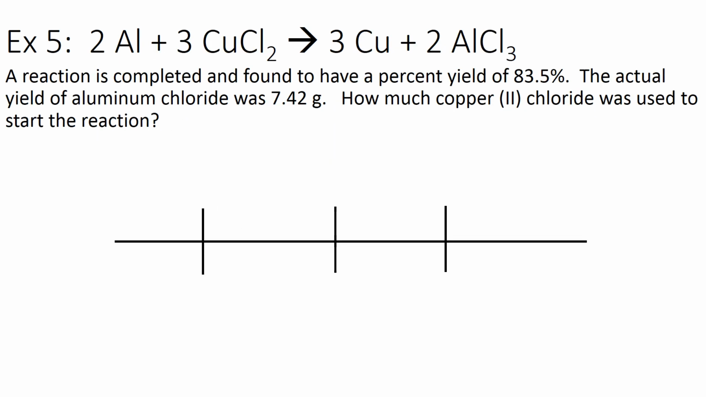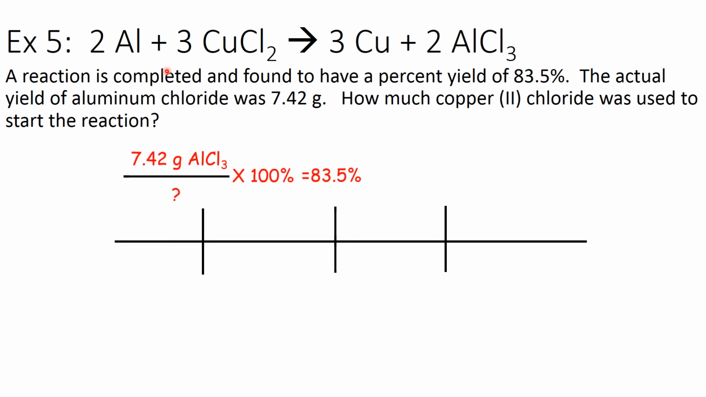If you're interested in another practice problem, here I have 2 aluminum and 3 copper 2 chlorides yields 3 coppers and 2 aluminum chlorides. In this example, a reaction was found to have a percent yield of 83.5%. The actual yield was 7.42 grams. How much copper 2 chloride was used to start the reaction? So this is more complicated. We're going to work backwards on this one from a percent yield back to an original amount of copper 2 chloride used as a reactant.